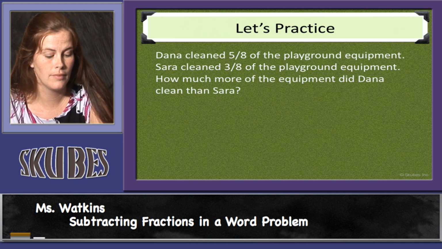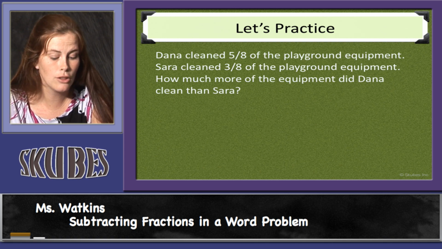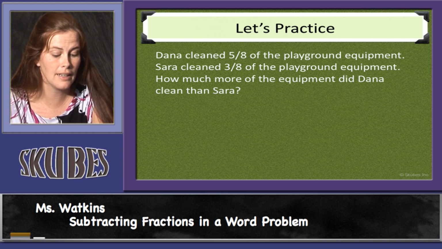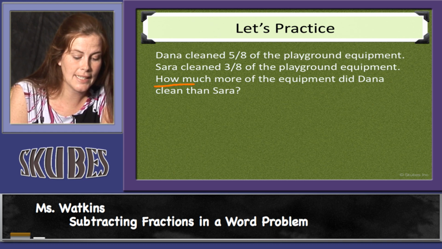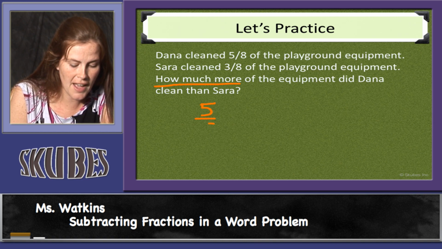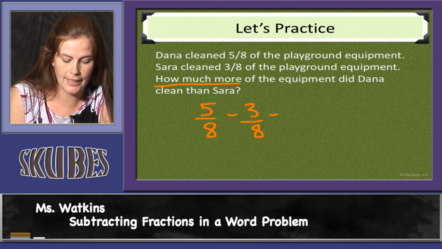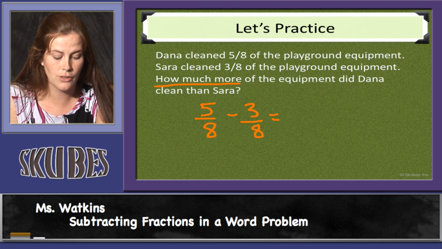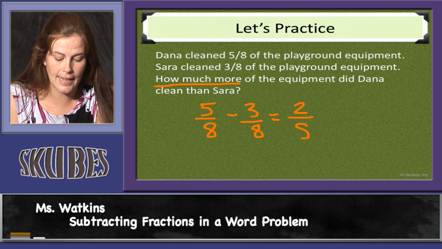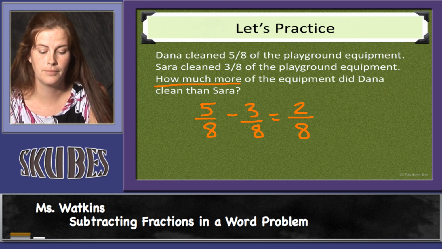Here's another one. Dana cleaned 5/8 of the playground equipment. Sarah cleaned 3/8 of the playground equipment. How much more of the equipment did Dana clean than Sarah? Once again, how much more tells me I'll be subtracting here. So we know Dana cleaned 5/8 and Sarah only cleaned 3/8. And I want to know how much more Dana cleaned. So let's subtract our numerators. 5 minus 3 equals 2, and our denominator stays the same. So Dana cleaned 2/8 more of the playground than Sarah did.